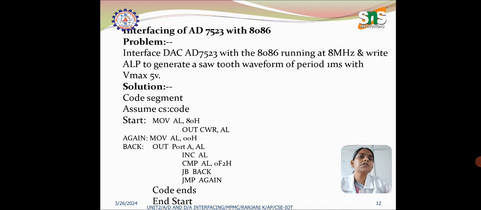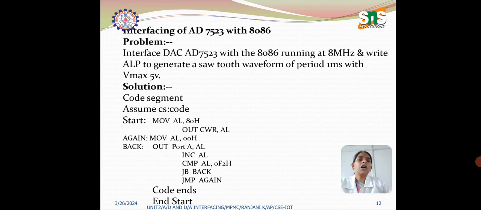So this is the interfacing of AD7523 with 8086. Here is a problem: interface a DAC AD7523 with 8086 running at 8 MHz. Write a program to generate a sawtooth waveform with a period of 1 millisecond, where the maximum voltage is 5 volt. So here MOV AL, 80H moves the value of 80H to the accumulator.